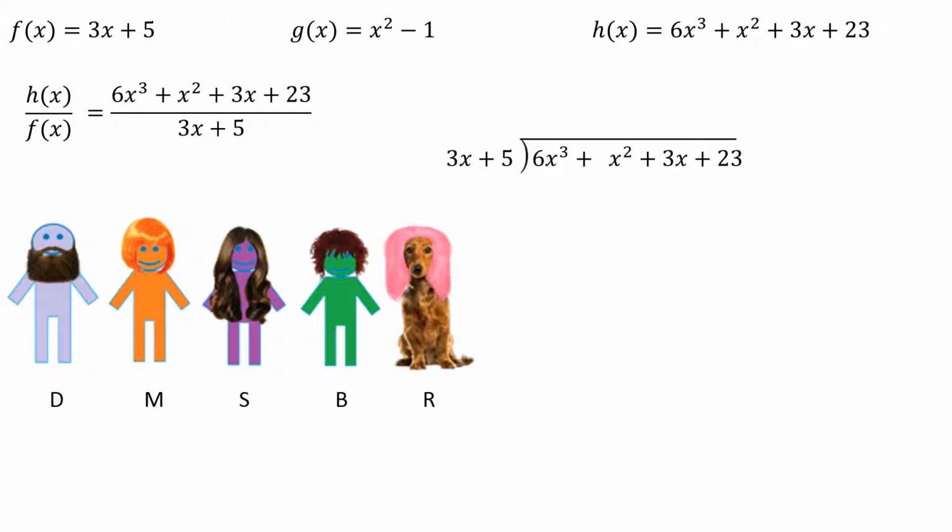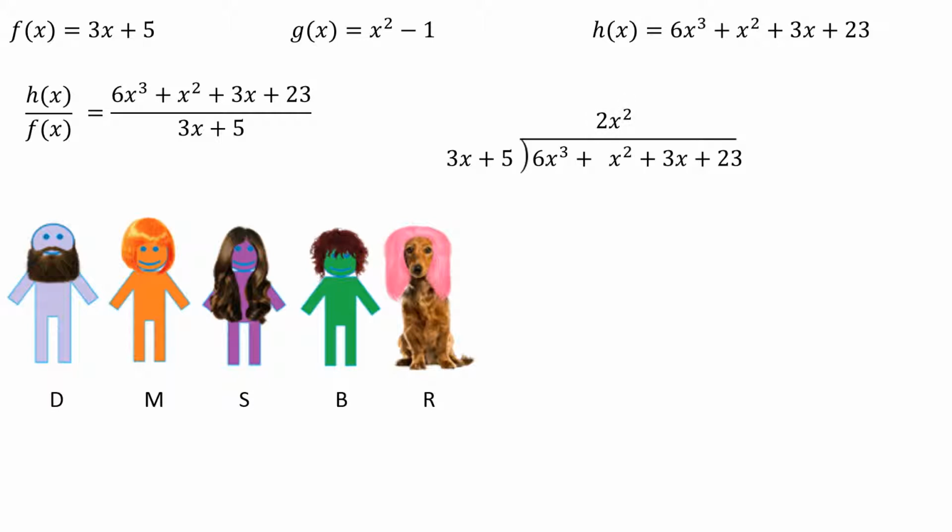Now, I gotta remember place value. So I'm taking a look at that 3x, because that's my leading term. I'm looking at the 6x cubed, because that's the leading term. How many times does 3x divide into 6x cubed? Well, that'd be 2x squared. Thinking place value, I got to put it above the x squared.